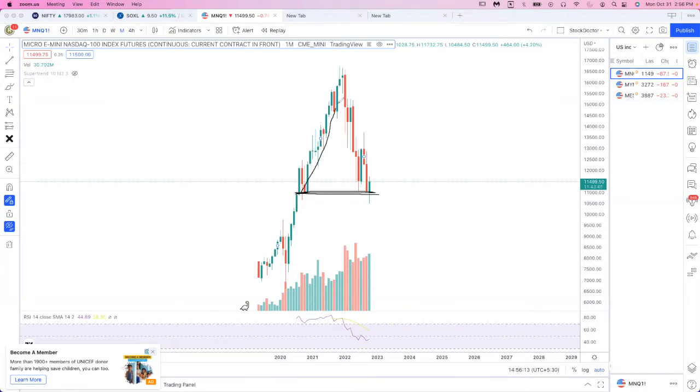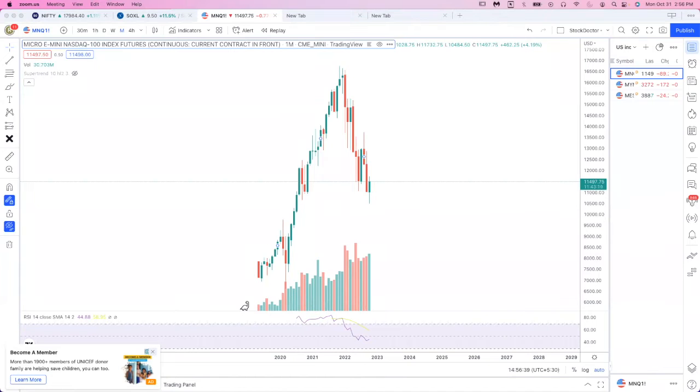After creating this pattern, there is a high probability that it might go for this level. This might be kind of the picture. This is the possibility. So the monthly candle also looks good, right?